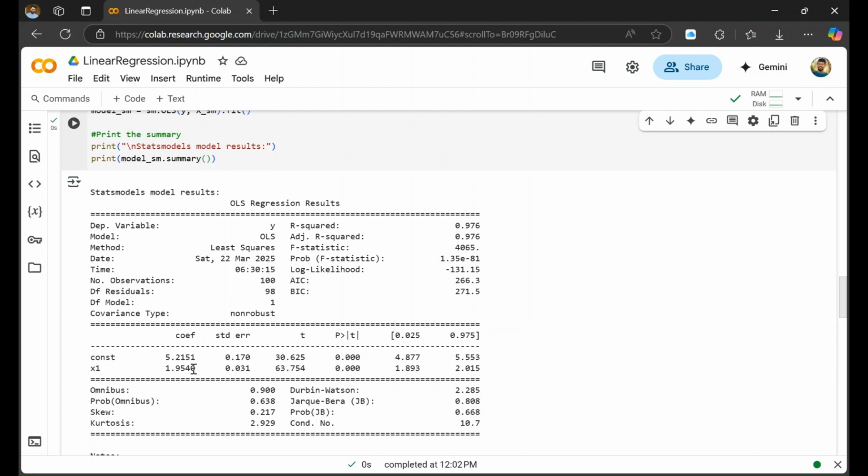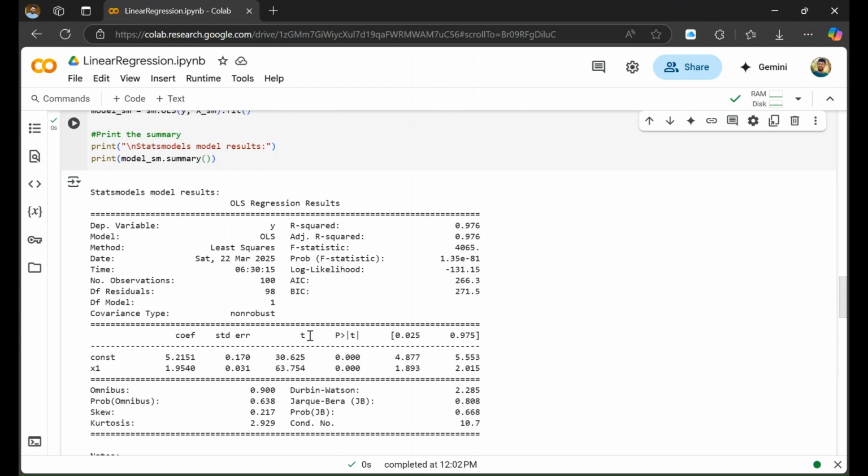This is the slope for x1, and the intercept is for the constant. This is our constant 5, the one we gave earlier, and it is approximately 2, the slope we gave earlier. And standard error is the standard error of the coefficient estimate. For the estimates we have the constant and the slope. These are the standard errors, and the smaller values indicate more precise estimates.